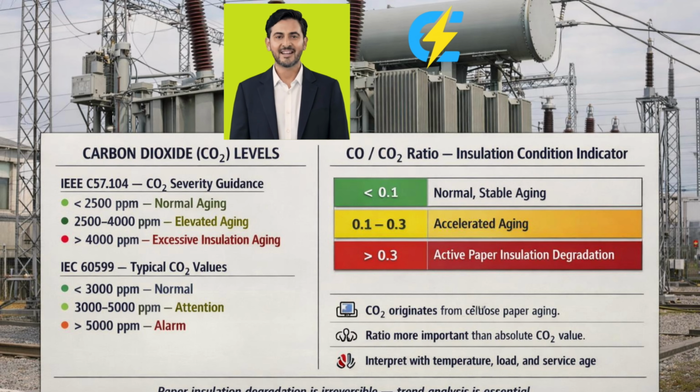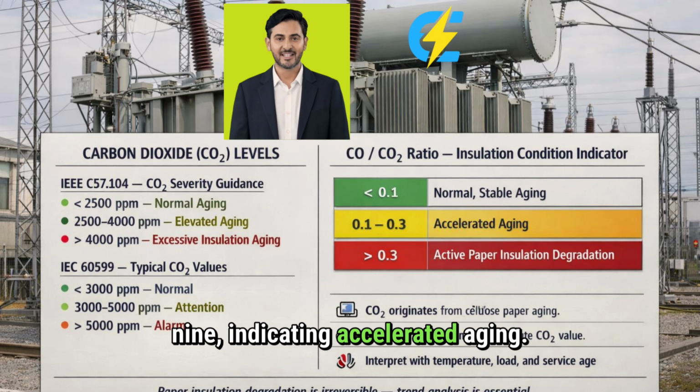Let me paint a picture of what this looks like in practice. Imagine monitoring a transformer over several months. Initially, you see CO at 50 ppm and carbon dioxide at 800 ppm, giving you a ratio of 16. Everything looks good. 6 months later, CO has risen to 100 ppm, but carbon dioxide has only increased to 900 ppm. Your ratio is now 9, indicating accelerated aging.